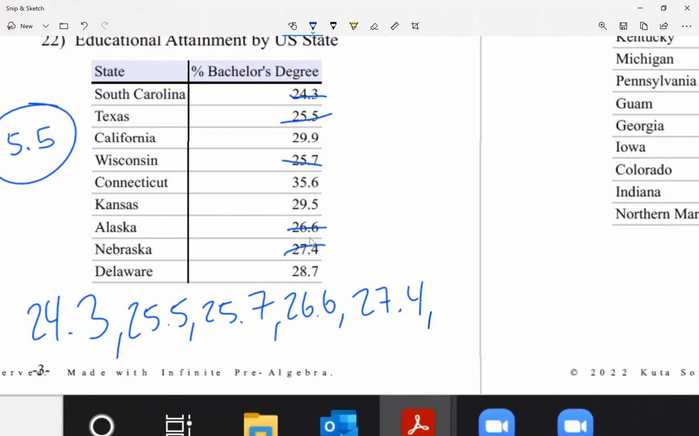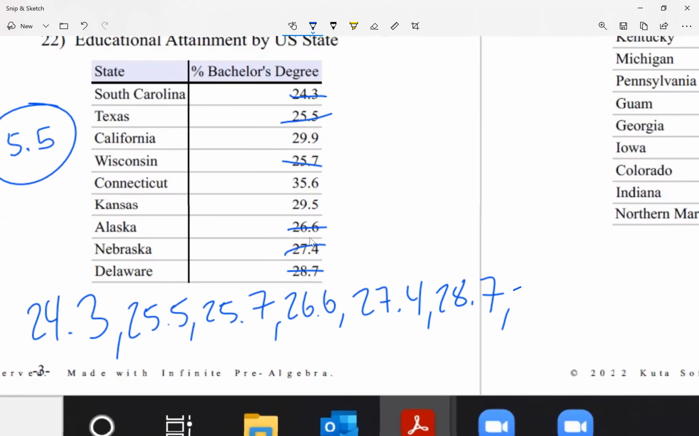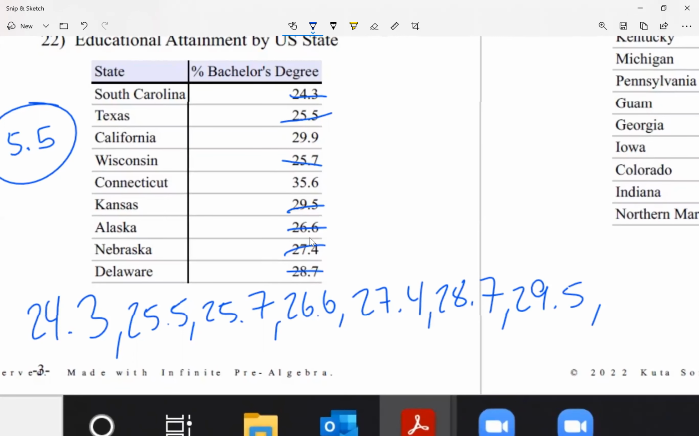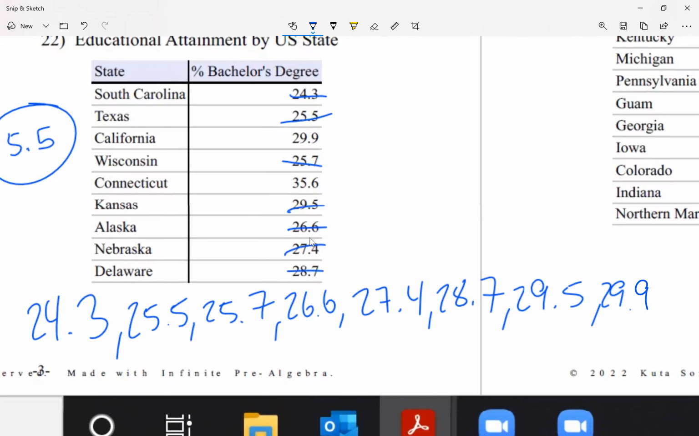Then let's see, 28.7, 29.5, 29.9, and 35.6.